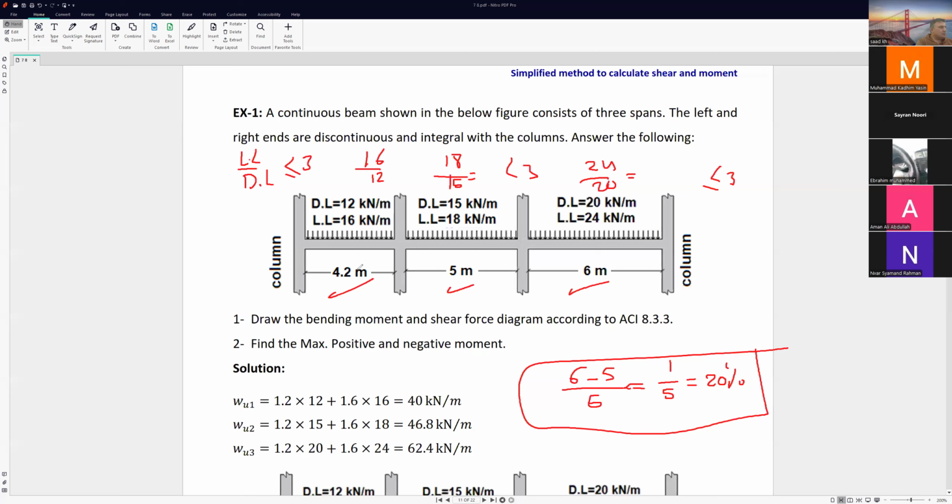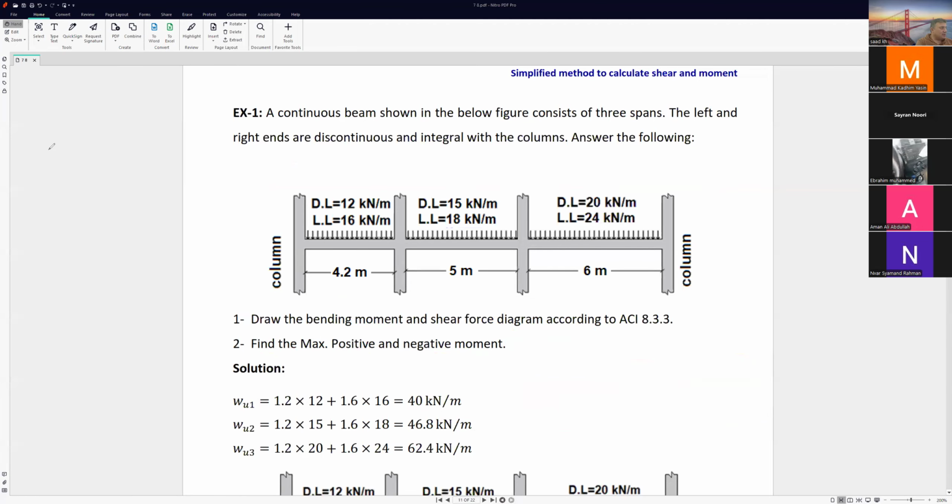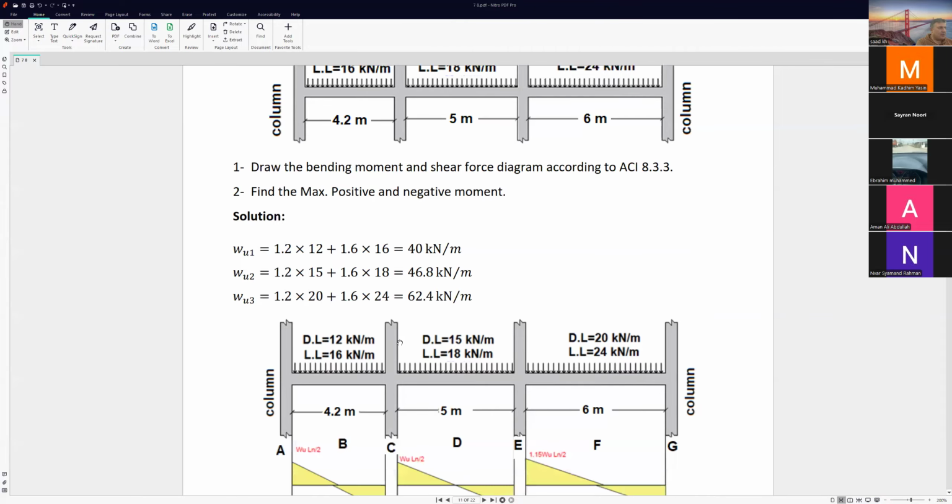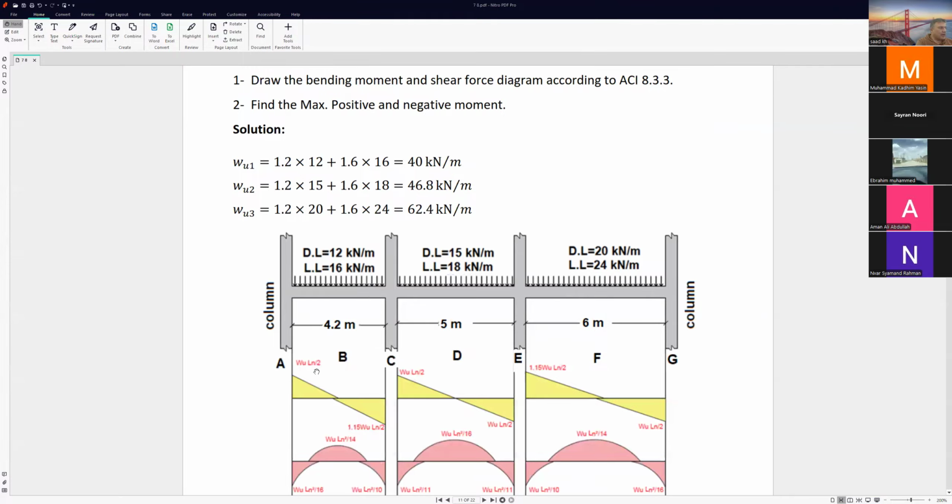Okay. So draw the bending moment and shear force diagram according to the ACI code. Find the maximum positive and negative moment. It's too important. So here we have WU equals 1.2 dead load plus 1.6 live load for the first span. Then we have the same for the second one and the third one. So the shear force is WU ln over 2, 1.15 WU ln over 2, WU ln over 2. Then we have WU ln over 2. And then at the end, 1.15 WU ln over 2, then WU ln over 2.